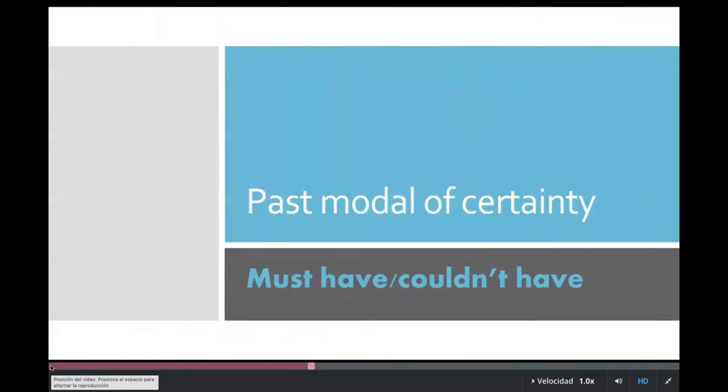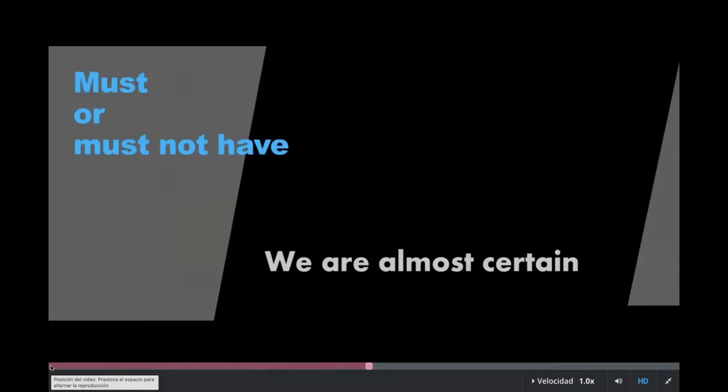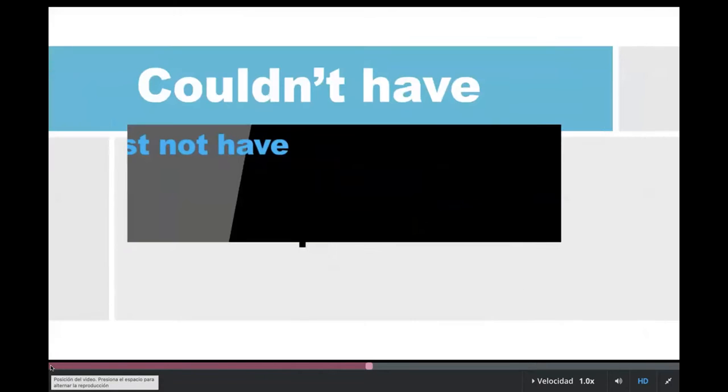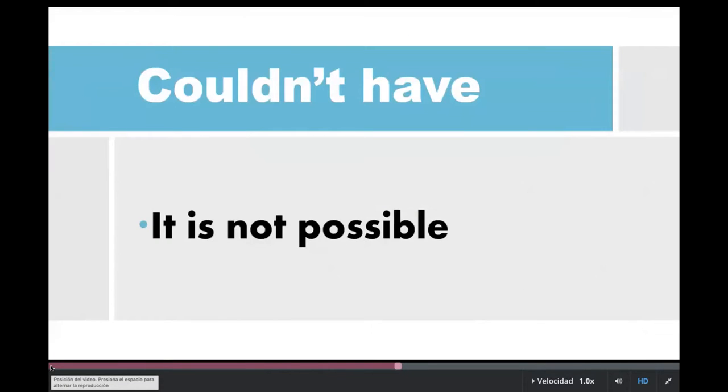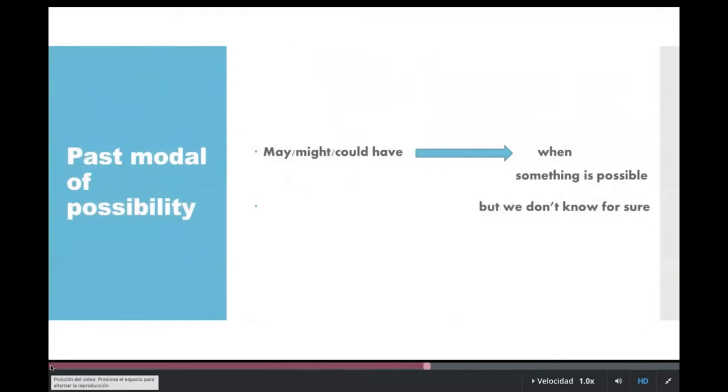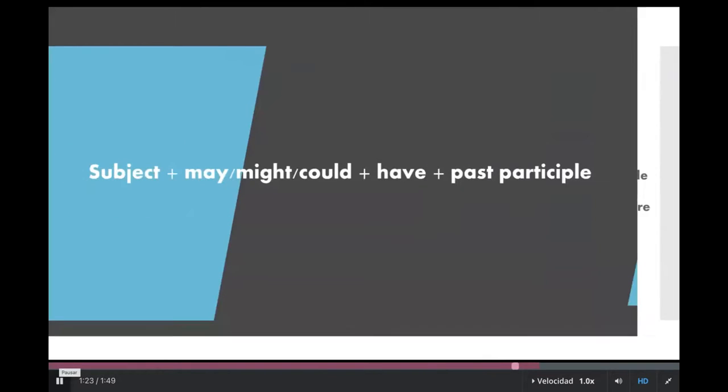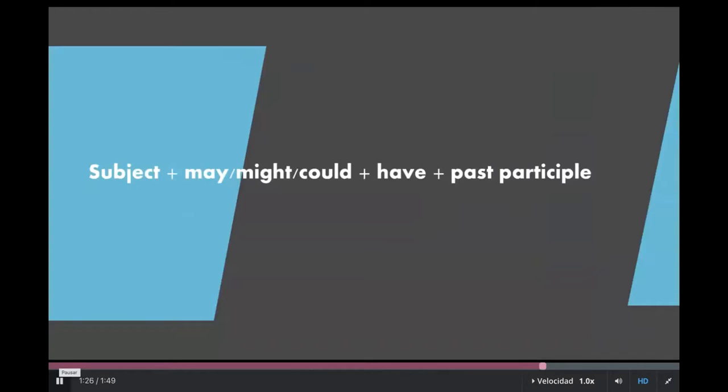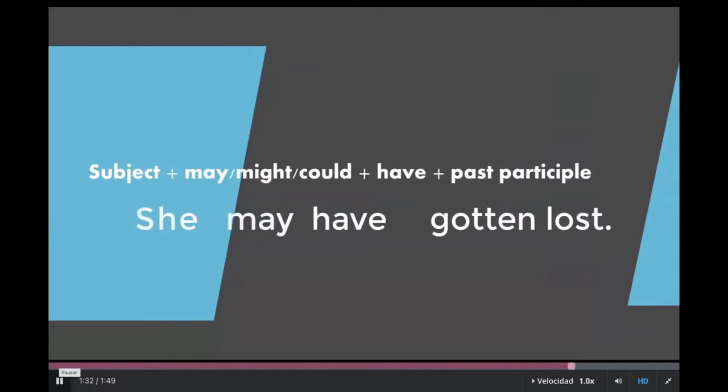Past modals for certainty. We may use must or couldn't have. We use must or must not have when we are almost certain. We may also use couldn't have if it's not possible. Past modals of possibility. We may use may, might, or could have. So remember, we may use may, might, and could when something is possible, but we don't know for sure. When you want to use may, might, or could have, this is what you should follow. Subject plus may or might or could plus have plus past participle. She may have gotten lost.